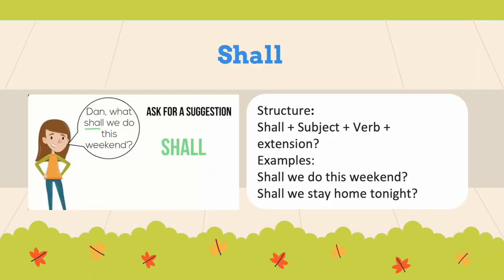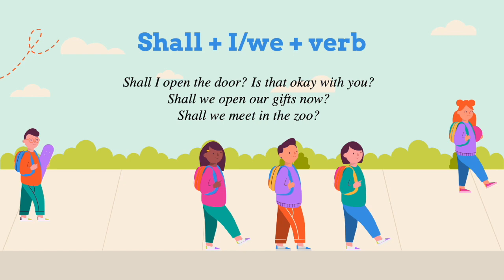Dan, what shall we do this weekend? Shall is used to ask for a suggestion. The structure: shall plus subject plus verb plus extension. Examples are, shall we do this weekend? Shall we stay home tonight? These are examples of using shall to give a suggestion.